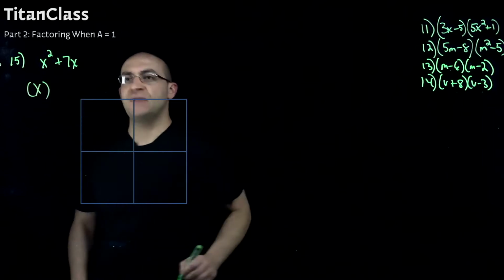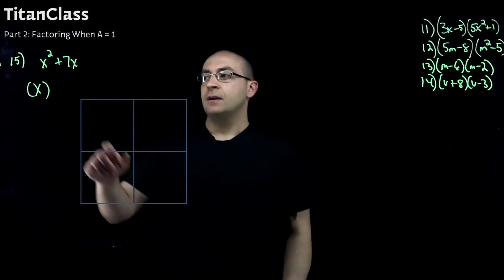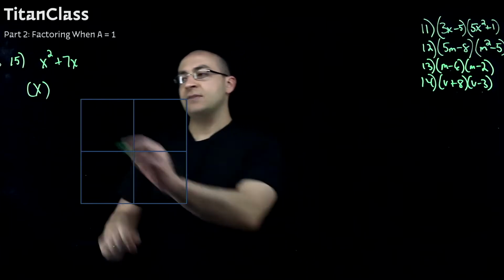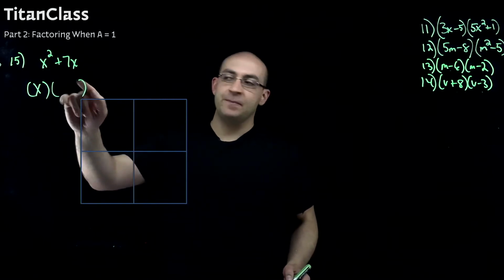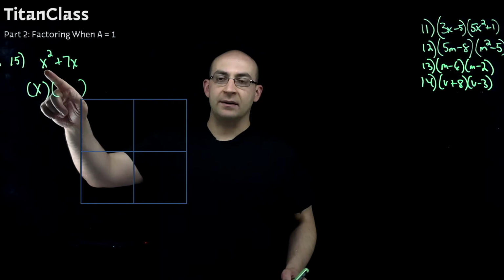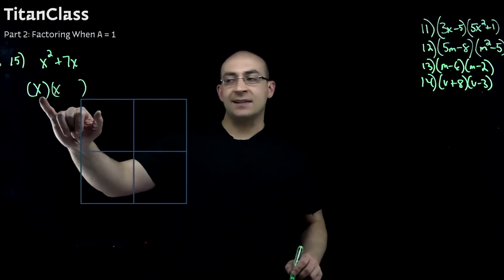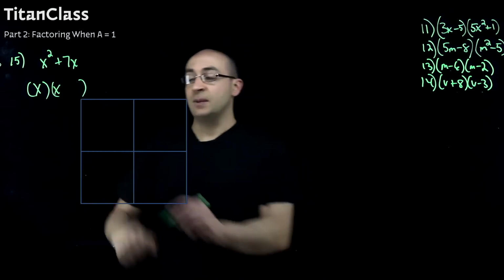Now, I like to put that in parentheses alone, and there's a reason for that that we'll get to at another point. When I divide an X, or when I take out an X from both of these terms, we have to set up another set of parentheses to find out what was left over. So when I take X out of X squared, 1X remains. When I take X out of 7X, or positive 7X, or plus 7X, the plus 7 remains.